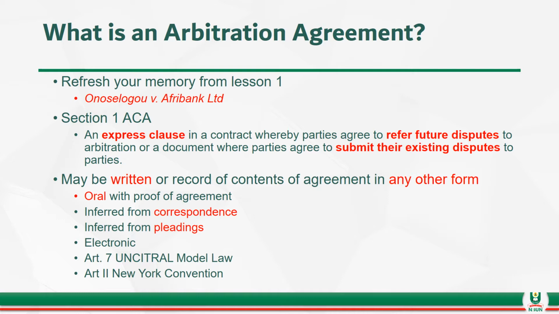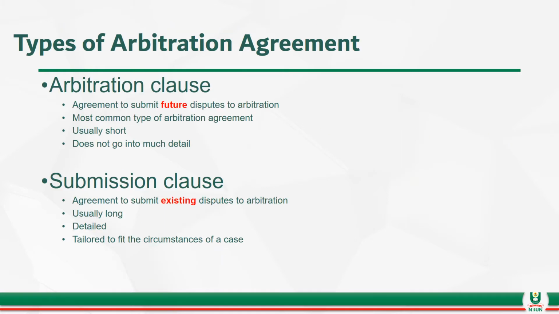An arbitration agreement can be oral or written. That's why you say it is written or a record of the contents of the agreement in any other form. So it can be inferred from correspondence, can be inferred from pleadings, can be in electronic form. This is accepted under the UNCITRAL Model Law as well as the New York Convention.